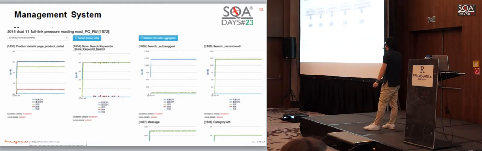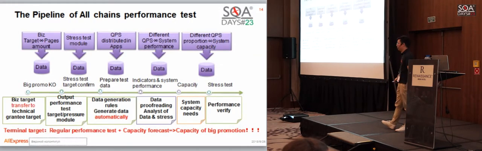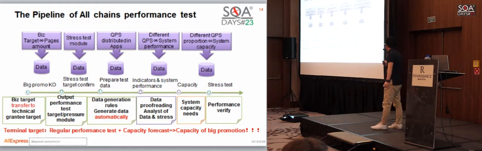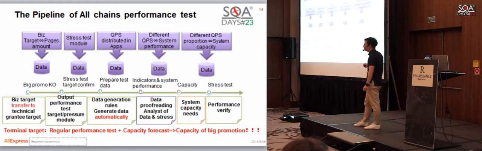Okay, let me introduce the pipeline of our all-chain performance test. So first of all, it is the big promotion kickoff. At the kickoff meetings, we will receive the business target and we will transfer it to our technical guarantee target. This target will be saved into our database.